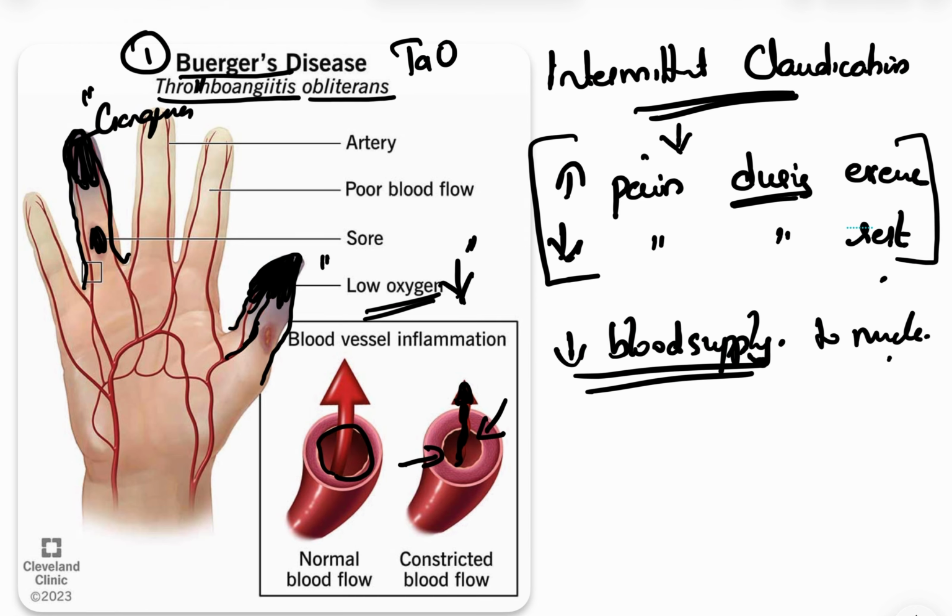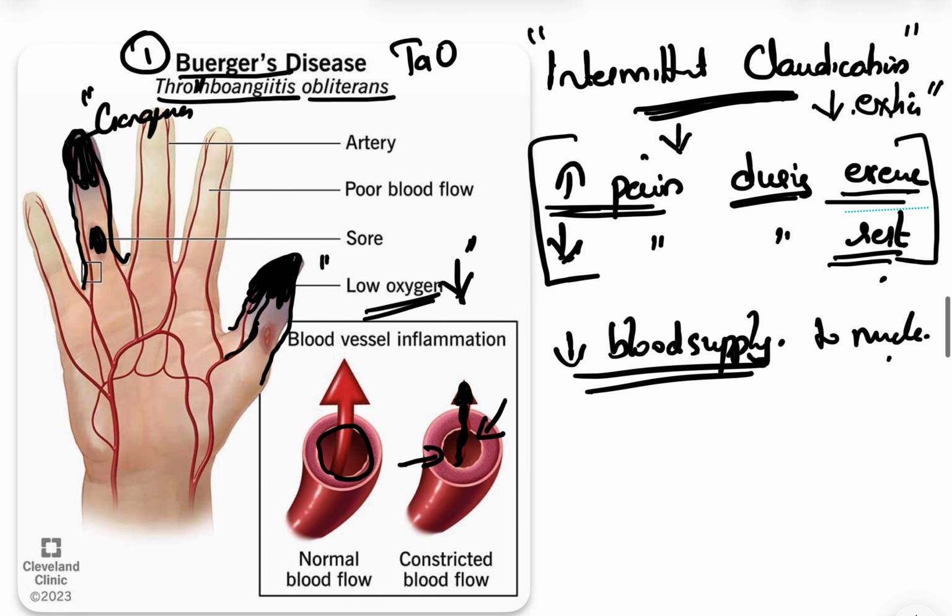So intermittent claudication is caused because of the reduction of oxygen supply or blood supply to the extremities, and this pain will increase during exercise or strenuous activity, and will subside during the rest time of the patient. So this is the clinical manifestation. The major clinical manifestation of Buergers disease is intermittent claudication.